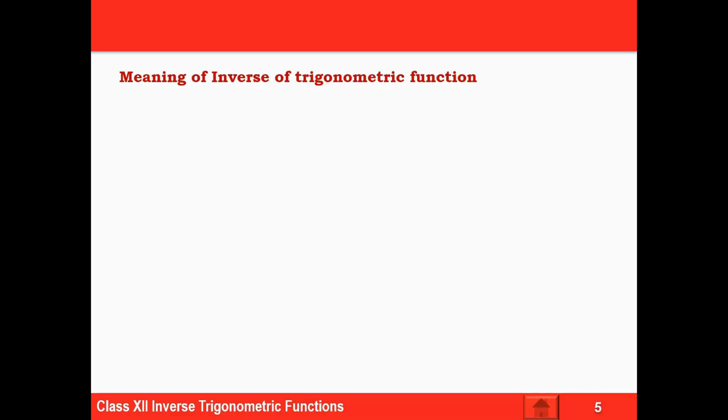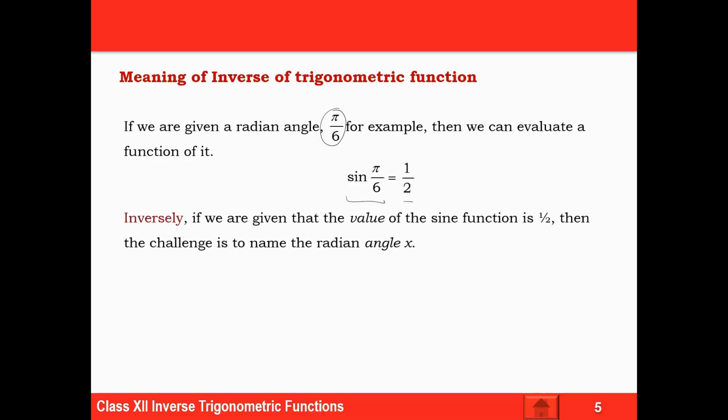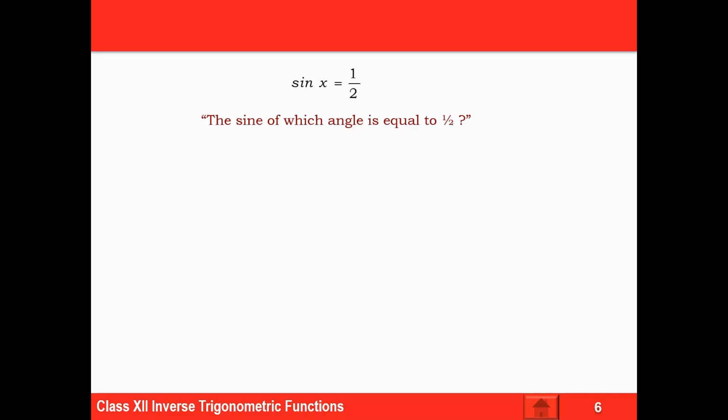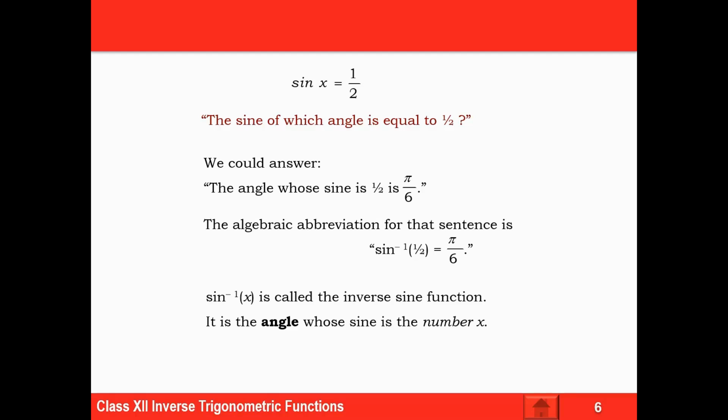Now what is the meaning of the inverse of trigonometric functions? Suppose there is an angle pi by 6. Now sine pi by 6 is half. That means the sine value of angle pi by 6 is 1 by 2. Now if we reverse this situation, that means if the value of the sine function is given, which is half, then you have to find the angle x. Then the angle x is called the inverse of the sine function. That means if sine x equals 1 by 2, then for which angle is the value half? The answer is pi by 6. So we write it as sine inverse half is equal to pi by 6.